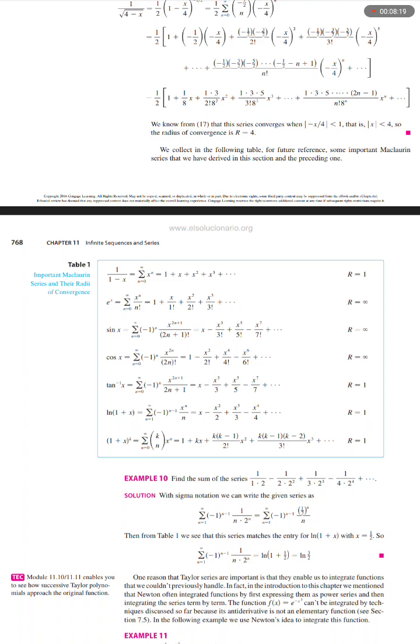(1 plus x) to the power k equals the sum from n equals 0 to infinity of the binomial coefficient (k choose n) times x to the power n, equals 1 plus kx plus k(k minus 1) over 2 factorial times x squared plus k(k minus 1)(k minus 2) over 3 factorial times x to the power 3 plus ellipsis, big R equals 1.